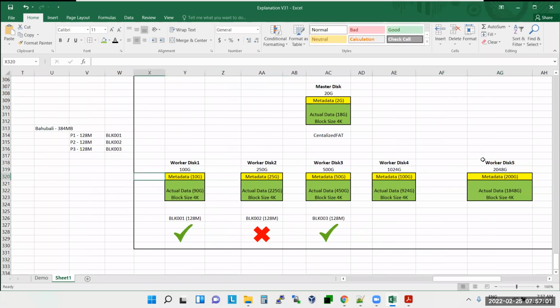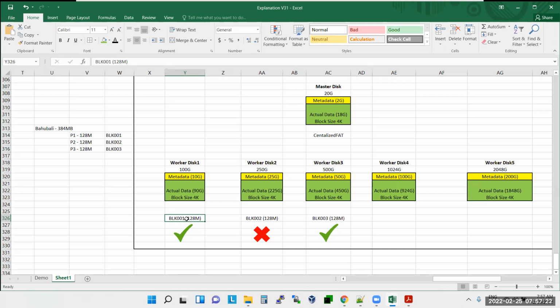Okay. So in this scenario, what happened? If the second piece worker disk 2 is down, you will not have the second piece. So now if you try to open the Bahubali movie, it will give you the first piece. And after some time it will disconnect again, then it will connect you with the climax. So this is one of the problems.